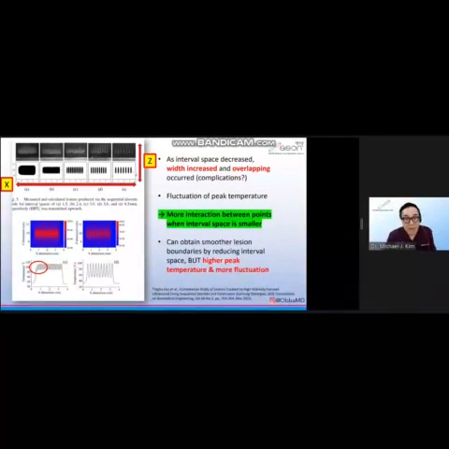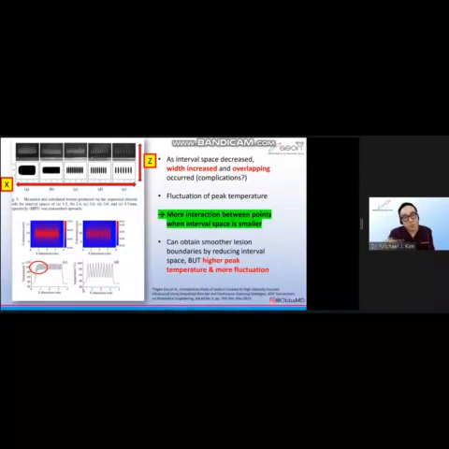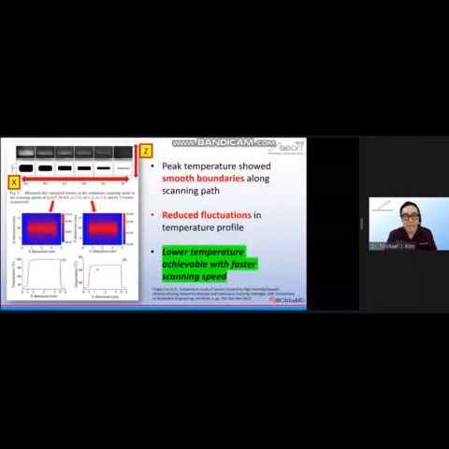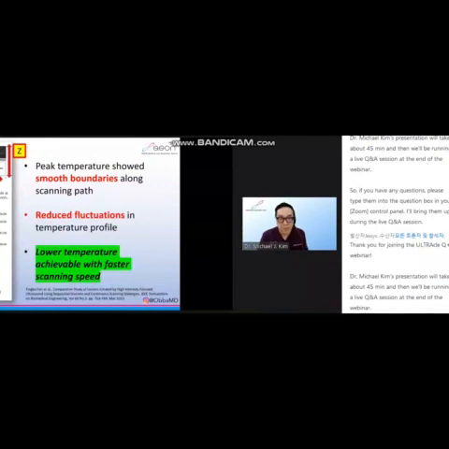In dot HIFU, as the interval space is decreased as we go this way, the width increases and starts to overlap. You can see that there is a fluctuation here in the peak temperature, and this suggests more interaction between points when the interval space becomes smaller. So you can achieve smoother lesion boundaries by reducing the interval space, but you will experience higher peak temperature and more fluctuation. Now, this is linear HIFU. This shows the difference in lesions when the speed increases. You can see the smooth boundaries along the scanning path and reduced fluctuations in the temperature profile.